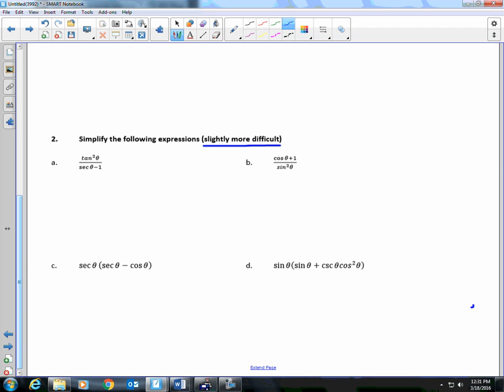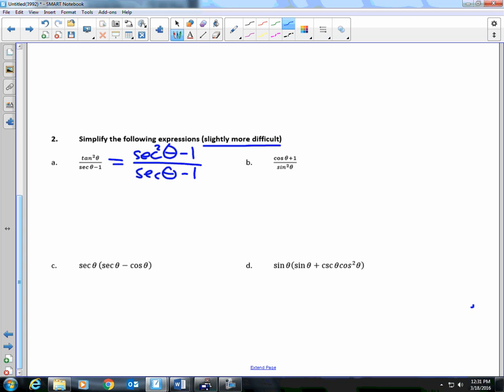I'm going to do kind of a reverse substitution, so to speak. Instead of substituting in tangent squared or something, I'm going to substitute something in for tangent squared, namely secant squared of theta minus 1. Tangent squared is equal to secant squared minus 1. It's number 6 on your sheet.